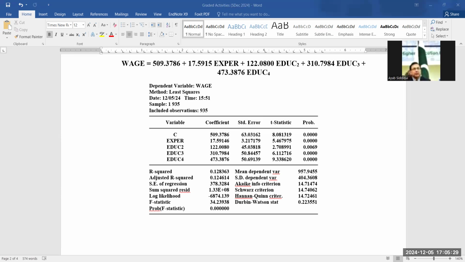Practical implications: policies promoting higher education and skill building through work experience can significantly improve earnings potential in the country. Autocorrelation in the model, we have not yet discussed it, but we will be discussing it in other videos. You can also watch my videos related to autocorrelation on my channel.